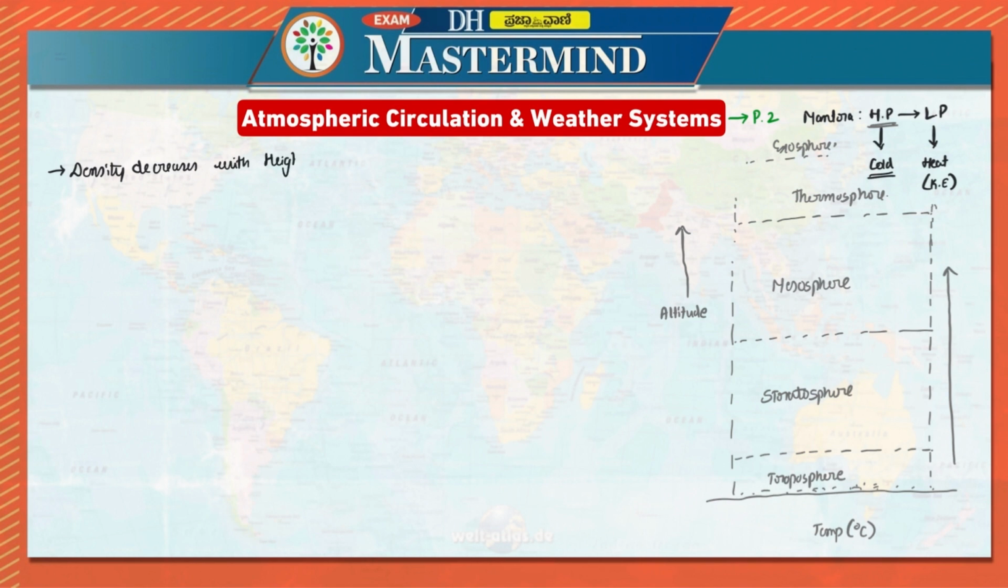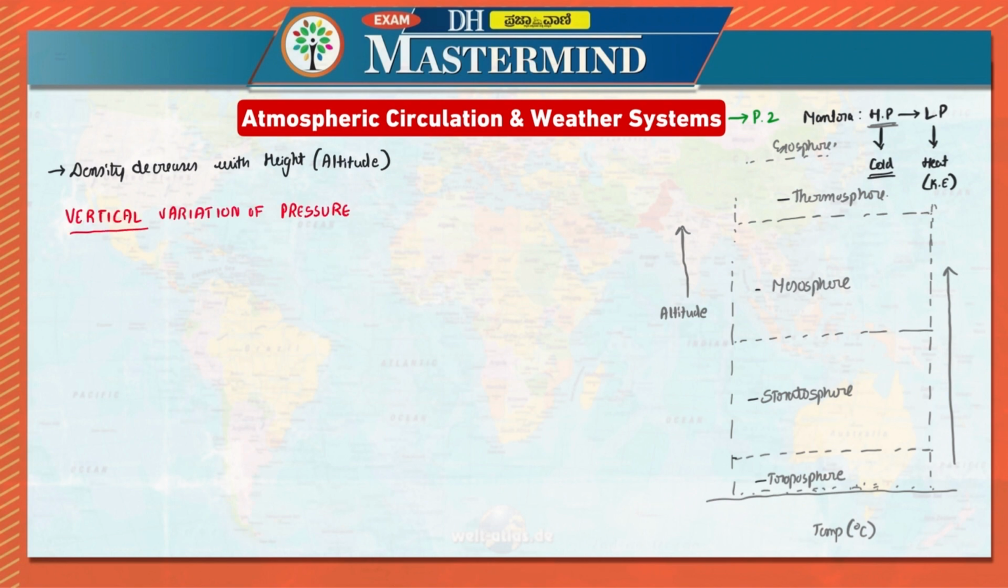First point. We still are not going to discuss the actual topic, which is the vertical variation. We are discussing the basics of the structure of the atmosphere. So the density is highest near the surface of the earth. That is, density decreases with altitude. So we have seen the components: troposphere, stratosphere, mesosphere, thermosphere, and at last the exosphere.